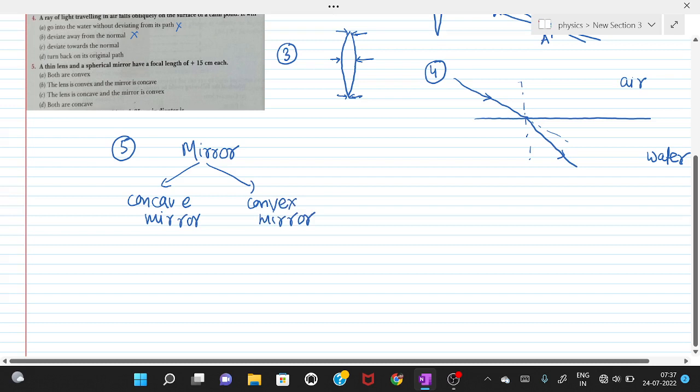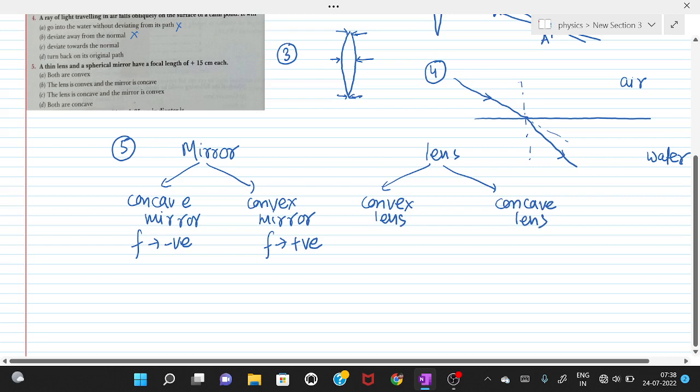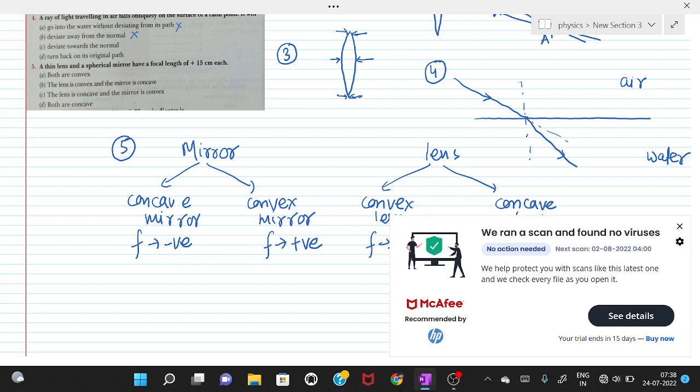And we know that for a concave mirror the focal length is negative, and for a convex mirror the focal length is positive. Now come to lenses. We also know that we have two kinds of lenses: one is the convex lens and the other is the concave lens. For a convex lens the focal length is positive, and for a concave lens the focal length is negative.